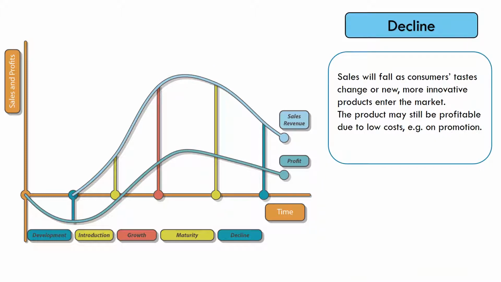The final stage is decline, and that's where we experience a fall in sales as the product comes towards the end of its life. Maybe consumers' tastes change, or more innovative products come onto the market. If we see profits starting to fall, or cumulative profits starting to fall, we might consider stopping this product.